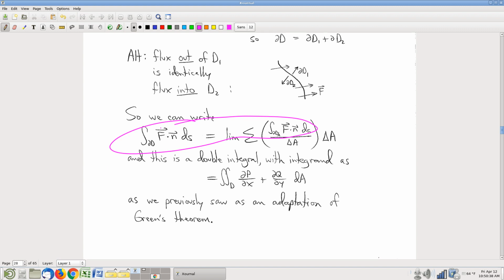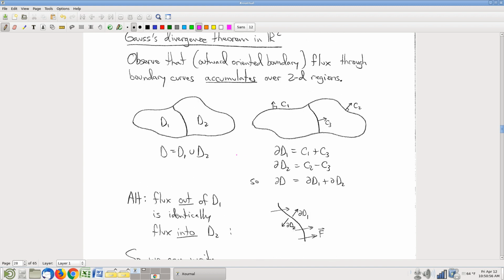Was that a hand? Why is this different from the last time we proved the same thing? Well, now it depends on what you mean by the same thing. You mean the three-dimensional version? The 2D one? You mean Green's theorem? So Green's theorem was not about flux. Green's theorem was about circulation.